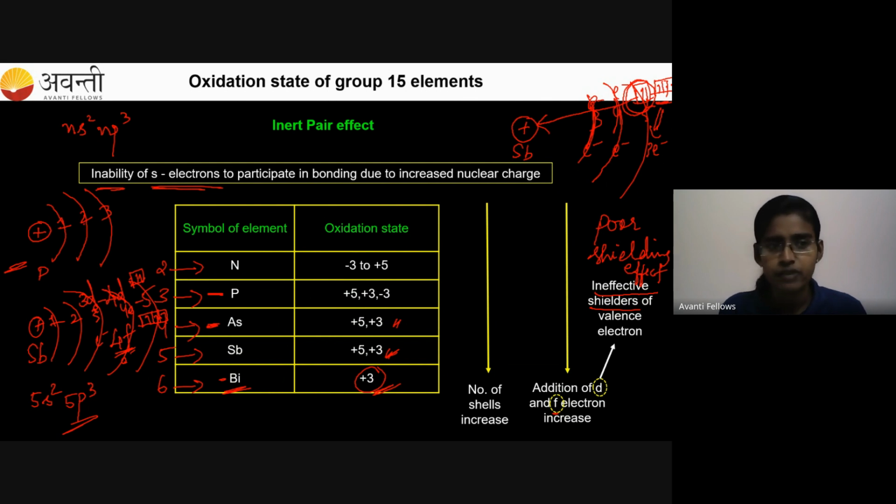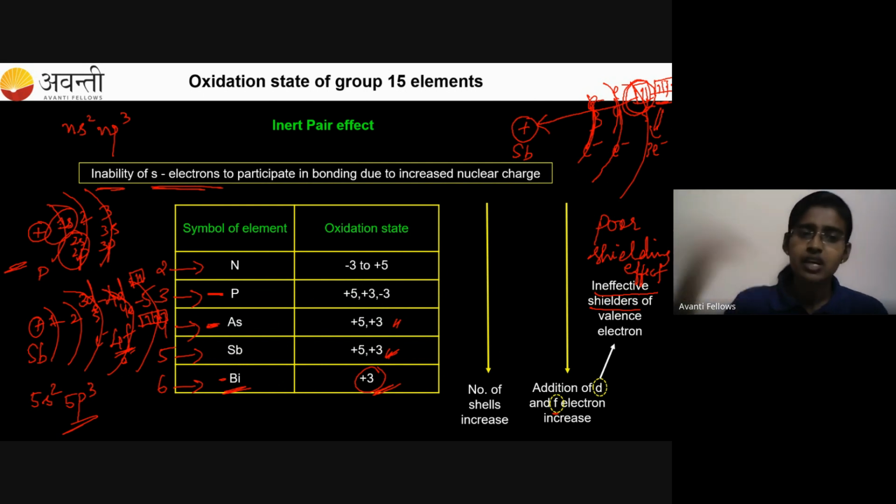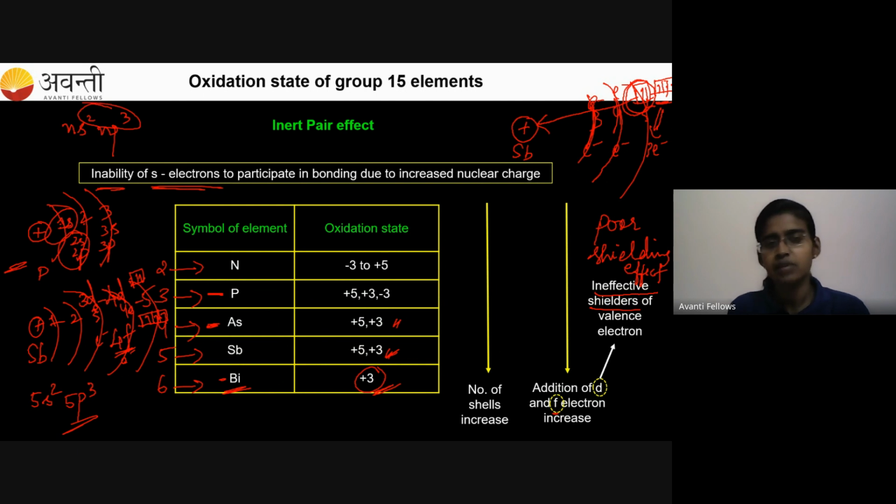In the first shell, we have only 1s. In the second shell, we have 2s and 2p. In the third shell, we have 3s and 3p. So inside this third shell, only 2 shells are there, in which we have only s and p. So s electrons and p electrons shield very effectively. Got it? So what happens? All the 5 electrons from the outermost shell can be donated. That's why nitrogen and phosphorus have a +5 oxidation state, but bismuth has only +3.